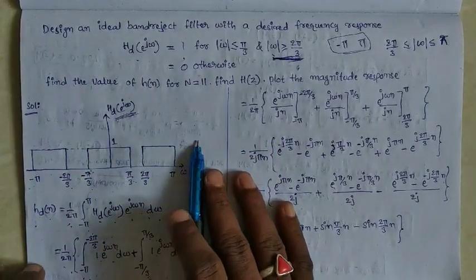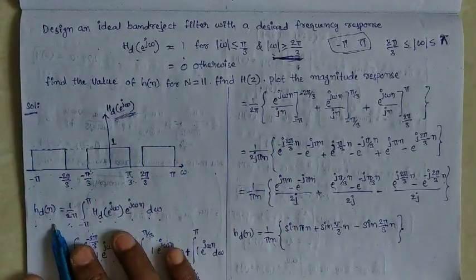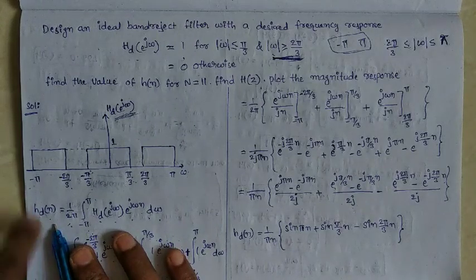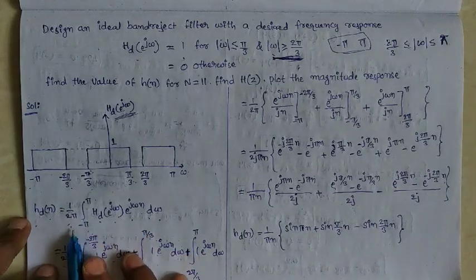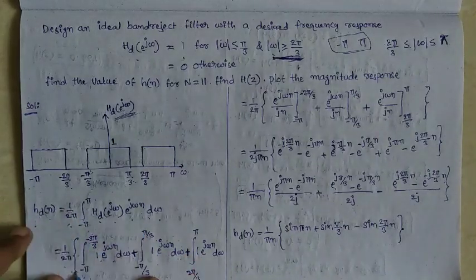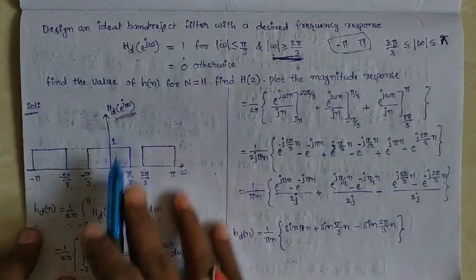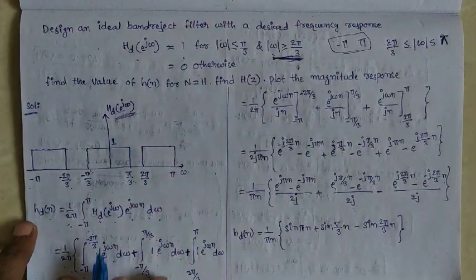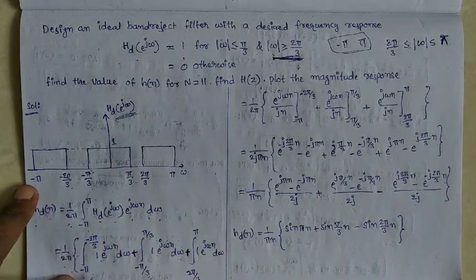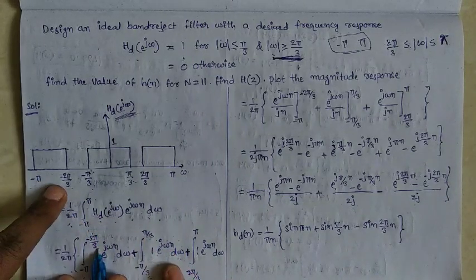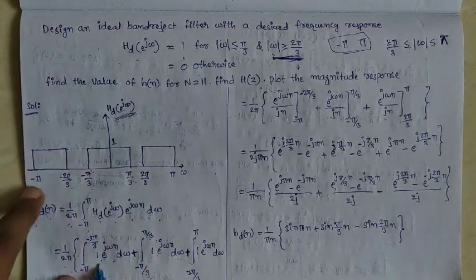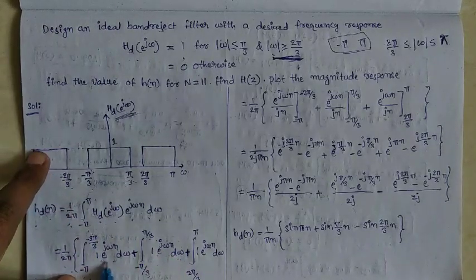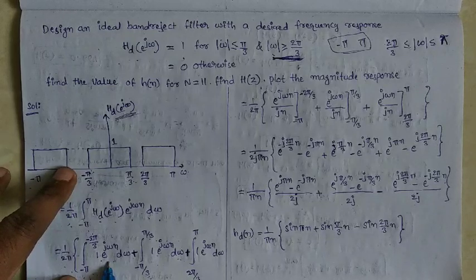Now we determine HD of n. In the first step, it is calculated by using this formula. This is equal to 1 by 2 pi, and from the definition of HD of e power j omega, the integral from minus pi to minus 2 pi by 3, where HD of e power j omega has amplitude 1, of 1 into e power j omega n d omega.